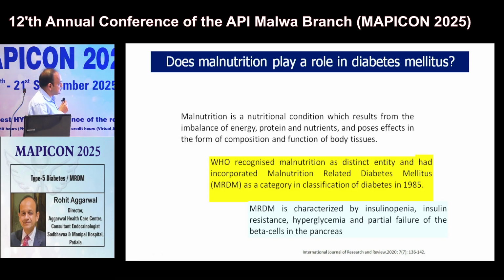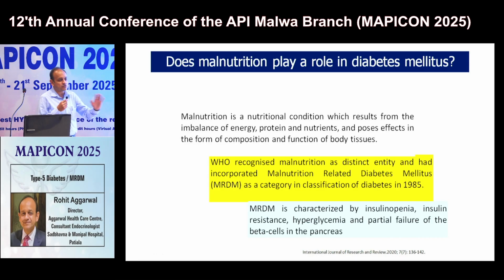The answer is yes. Malnutrition, we know, is a nutritional condition which results from imbalance of energy, protein and nutrients. So WHO recognized malnutrition as a distinct entity and incorporated MRDM as a category in the classification of diabetes in 1985. But afterwards also, because ADA is the main society which labels type 1, type 2 diabetes, still, sir, Dr. Vittal has said type 3, type 4 diabetes.